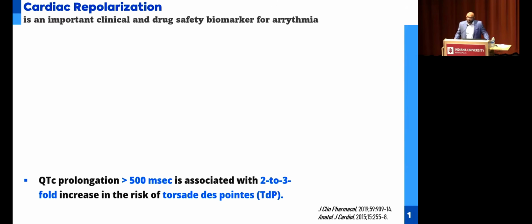We also know that QTc prolongation of more than 500 milliseconds is associated with a 2 to 3 times higher risk of torsades, which is a catastrophic sudden cardiac death due to polymorphic ventricular tachycardia.